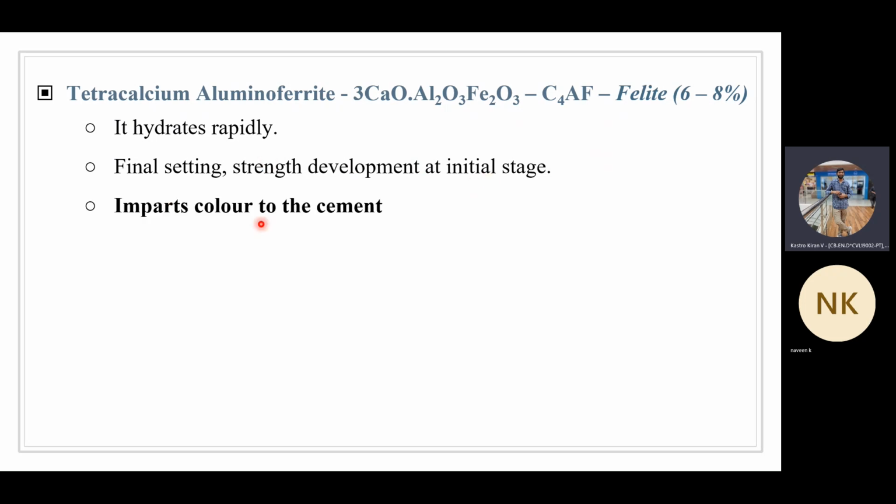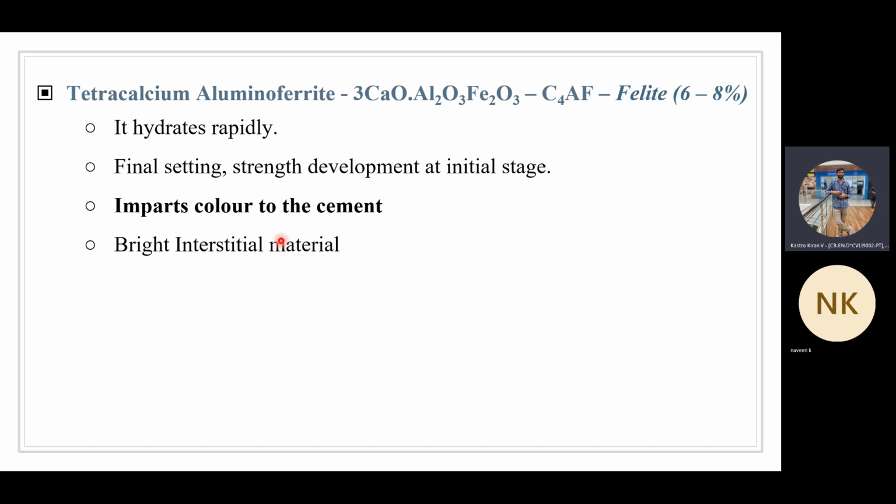And whatever color you see in the cement, that color is majorly due to the C4AF compound only. The gray color or ash color of the cement is because of the presence of C4AF. If you see the cement in white color, it indicates it doesn't have enough quantity of ferrite or C4AF content. If you observe the cement to be the regular gray color, that indicates it has enough quantity of C4AF content. So whatever color you see in the cement, it is all because of the C4AF compound.